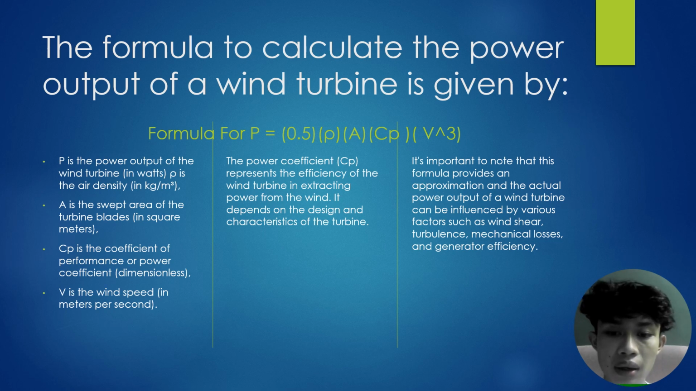It is important to note that this formula provides an approximation, and the actual power output of a wind turbine can be influenced by various factors such as wind shear, turbulence, mechanical losses and generator efficiency. And we will go to the next slide.